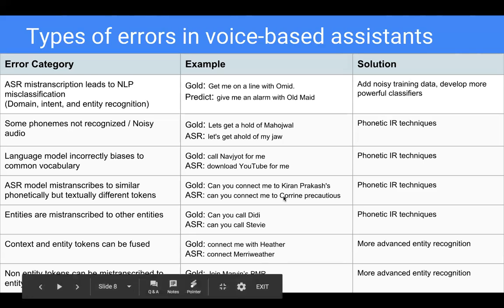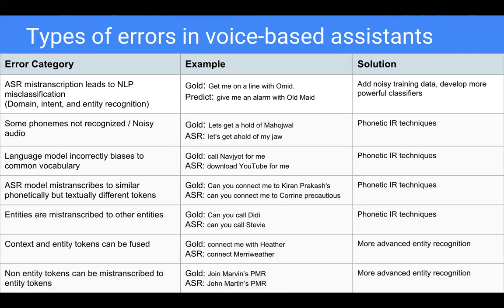And finally, some of the non-entity tokens can be mistranscribed. So when you say join Marvin's PMR, sometimes it gets mistranscribed into John Martin's PMR. And so John Martin is also a name, but join gets converted into John. You can also recover from this using advanced entity recognition techniques. We won't be talking about those here, but I just wanted to specify some of the solutions that are available for such types of mistranscriptions.